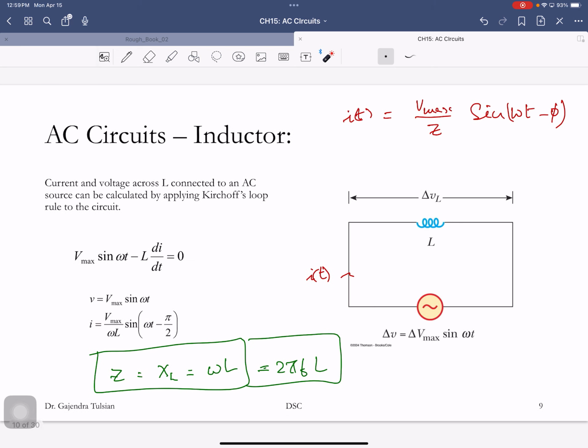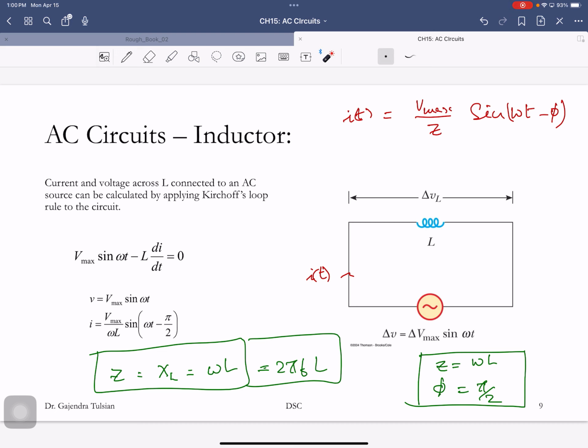But for this guy, the resistance, the impedance, is frequency dependent. So higher the frequency, higher the impedance. And the phase shift is pi by 2. So Z is equal to omega L, and the phase shift is pi by 2. Those were the two elements that you wanted to find for any given load, and there they are.